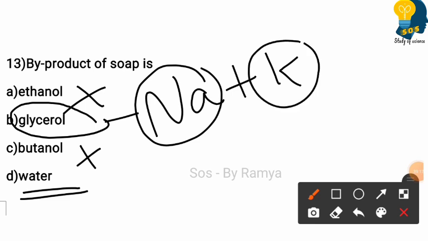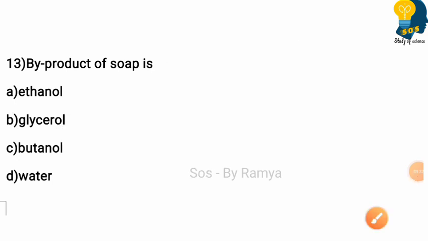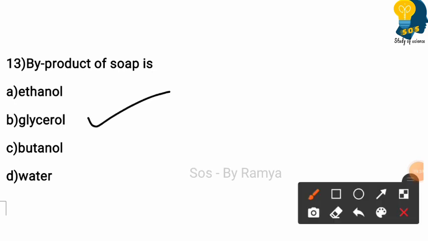When soap is made by hydrolysis of fats and oils with bases, we can see glycerol as a byproduct. So the correct answer here is option B, glycerol. Glycerol is the byproduct of soap.